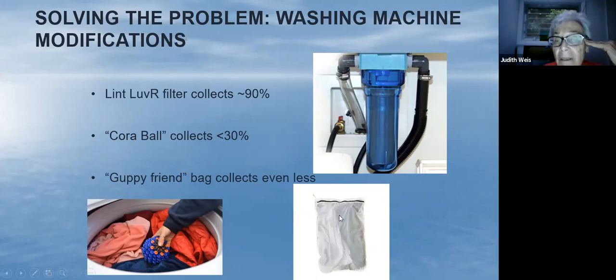And then there's also this thing called a Guppy Friend Bag. If you put your clothes in this bag and put the bag in the washing machine, the bag is supposed to trap a lot of the microfibers, but it appears to collect even less than the Cora Ball does. But this filter is really good.